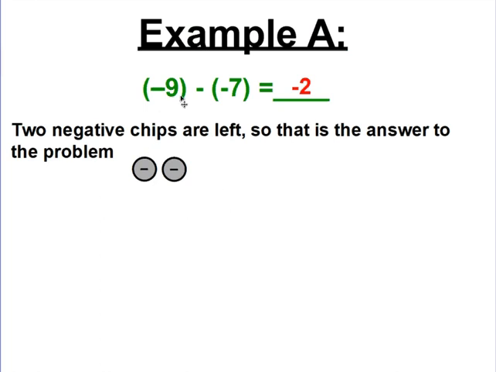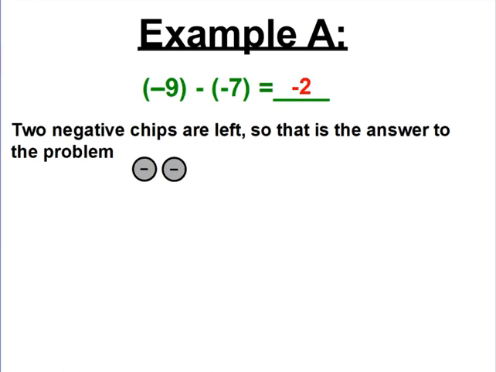If we check by using our math, what we could see is that negative 9 minus negative 7 would turn into negative 9 plus positive 7, which would also, if you do the math, give you an answer of negative 2. So our chip method worked out for example A.